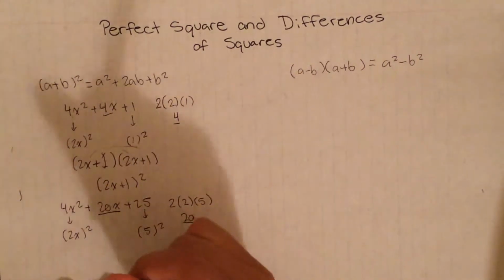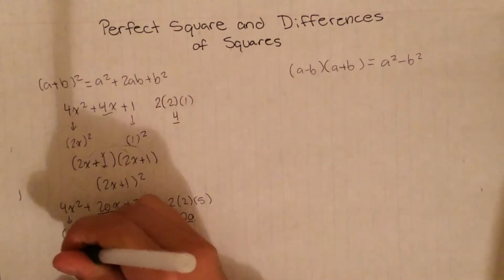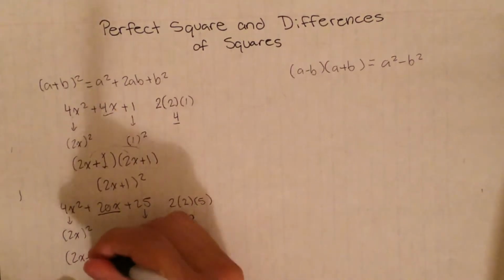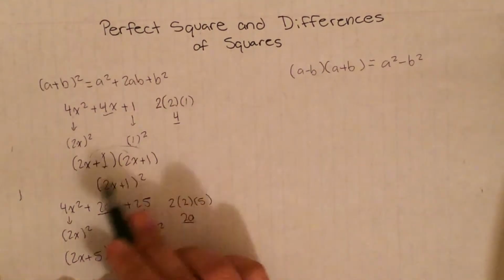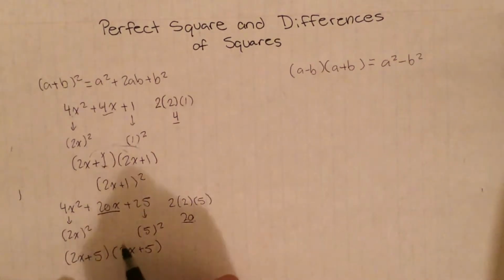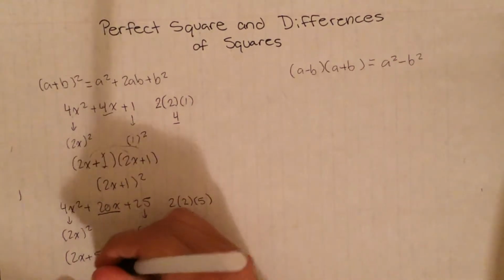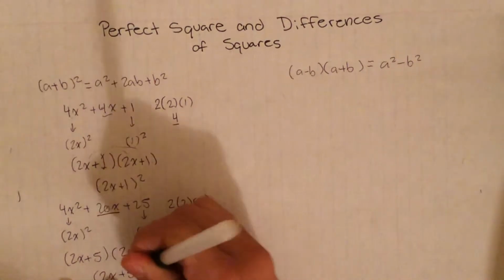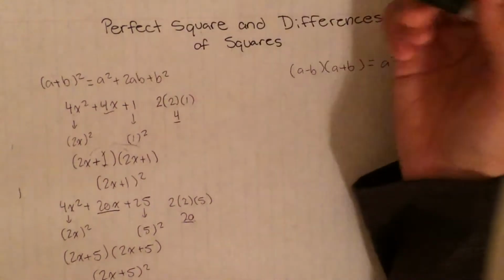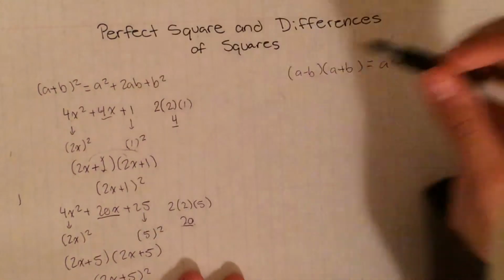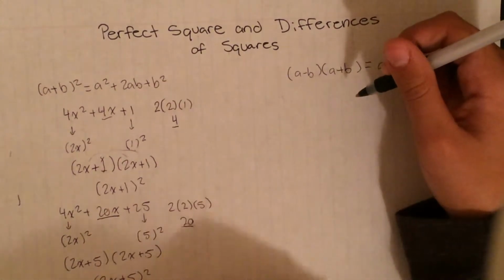So now we could just plug it in, which is going to be 2x plus 5 and 2x plus 5. And the same we did up here. If you want to check if it's correct, you could just expand if you want. And to finally write it, it could be 2x plus 5 squared due to them being the same. And that's basically how you do perfect square. That's the equation. Here we go. Now let's try differences of square.